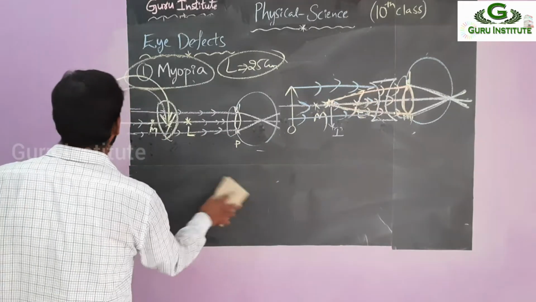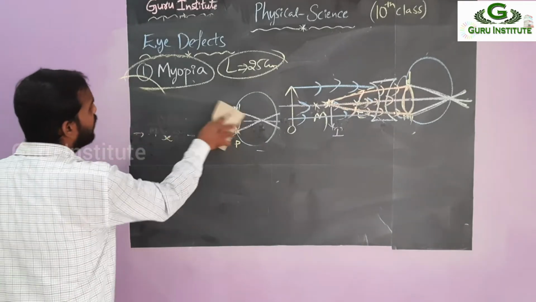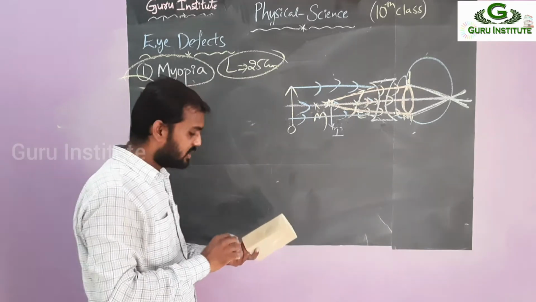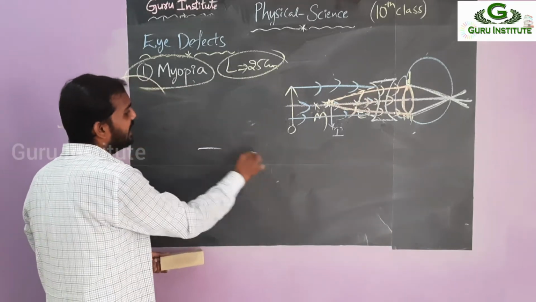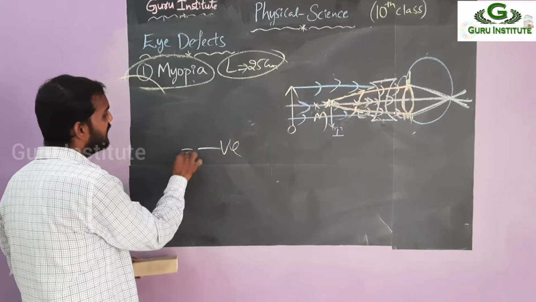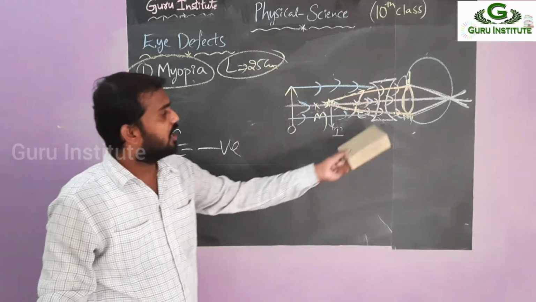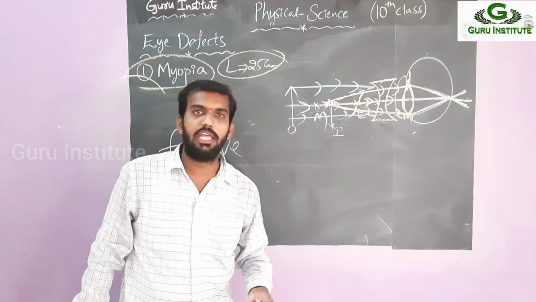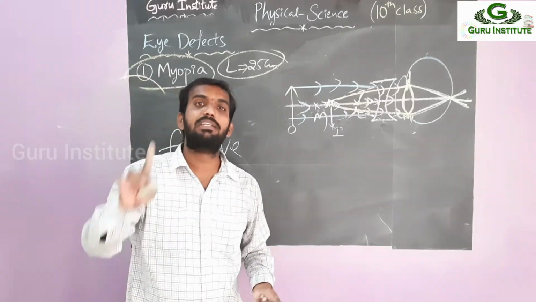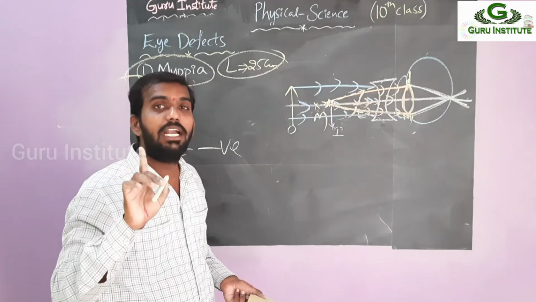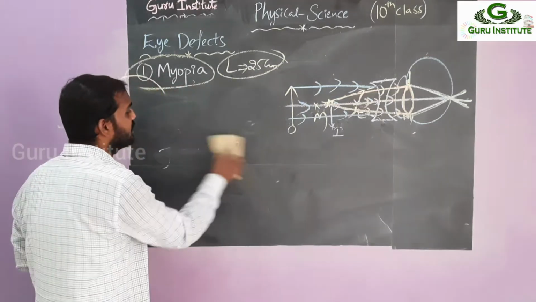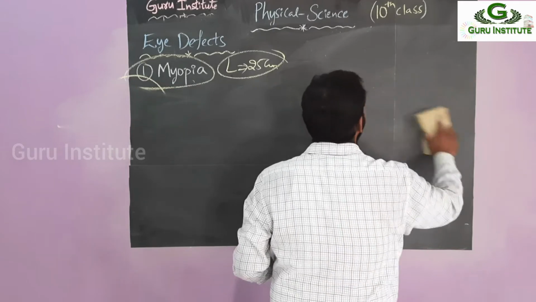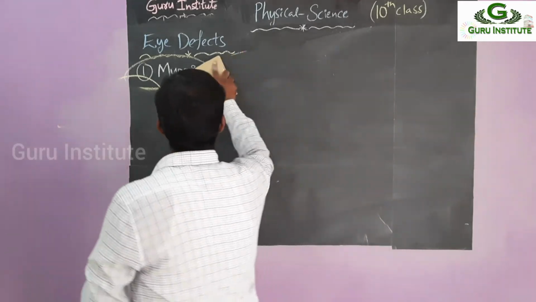Now for the myopia defect, which type of focal length do we have to use? Negative focal length or positive focal length? In a concave lens, the focal length is always negative. So if a person uses a negative focal length lens, it means the person is suffering from the myopia defect. Why? Because a concave lens forms a virtual image and its focal length is negative. A convex lens forms a real image and its focal length is positive.